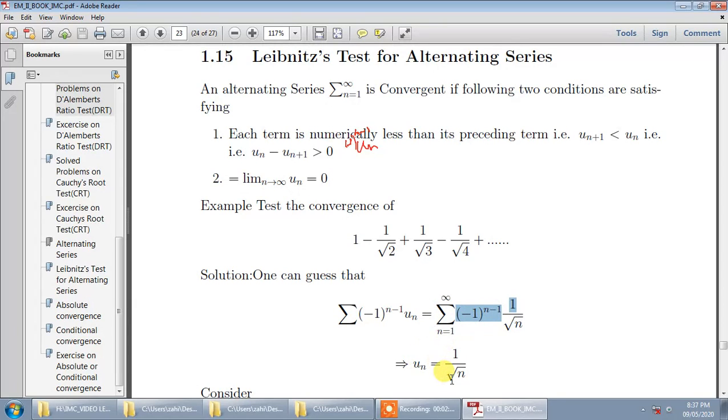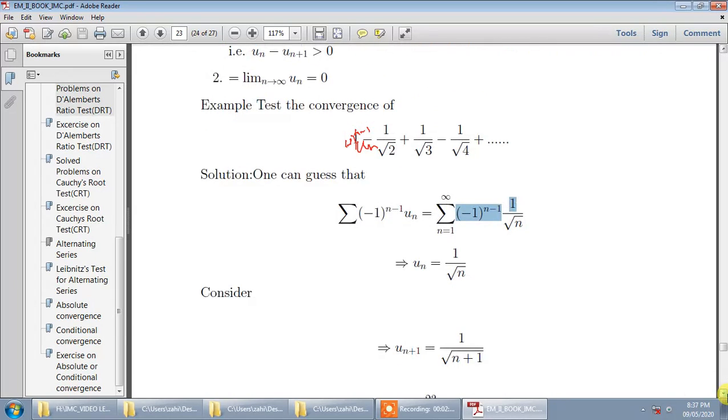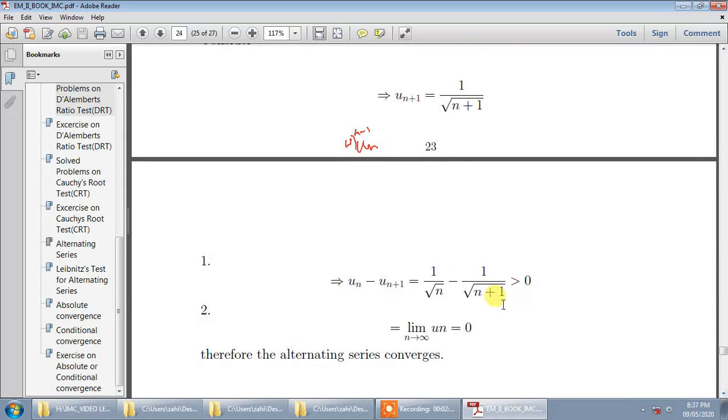So un is equal to 1 upon root n, and you will observe that un minus un plus 1 will definitely be greater than 0. If you take the difference of un and un plus 1, we get 1 upon root n minus 1 upon root n plus 1. If I take the LCM, you will observe that root n plus 1 minus root n will be positive, and the denominator is also positive, therefore this is greater than 0. Limit n tends to infinity of un is 1 upon infinity, that is equal to 0. Therefore both conditions are satisfied, therefore this alternating series is convergent.